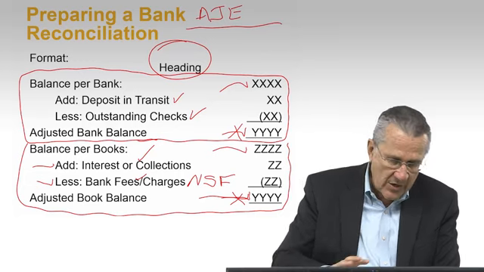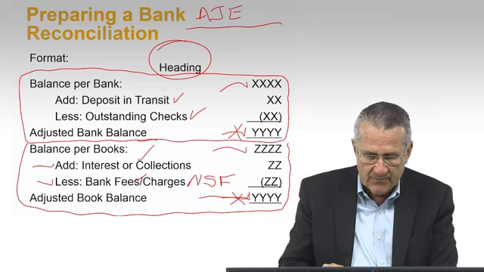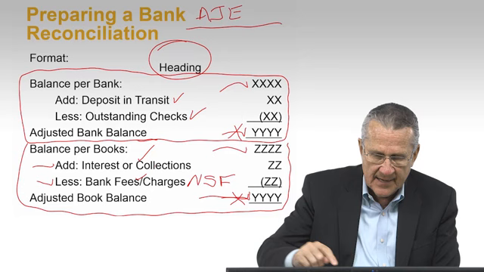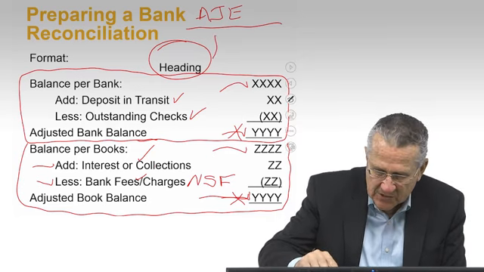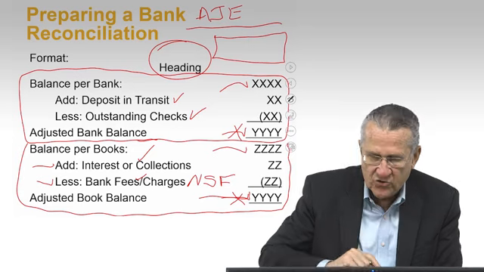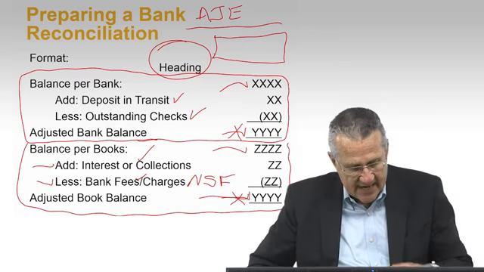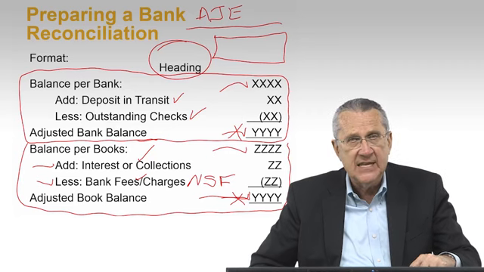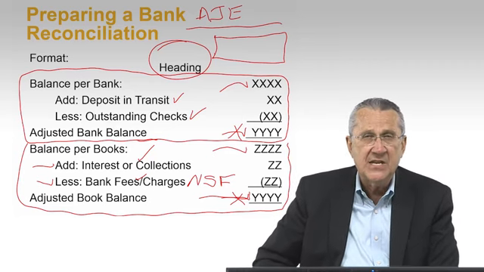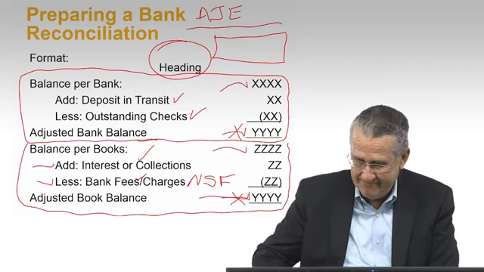Okay, so we do the reconciliation, put a heading on it, file it, and use that as a basis for making the adjusting journal entry, increasing or decreasing cash, taking into consideration these items that the bank understands that we did not. Okay?